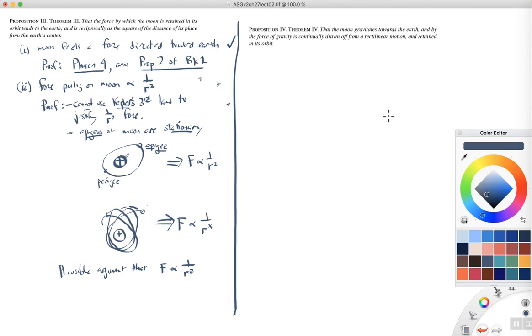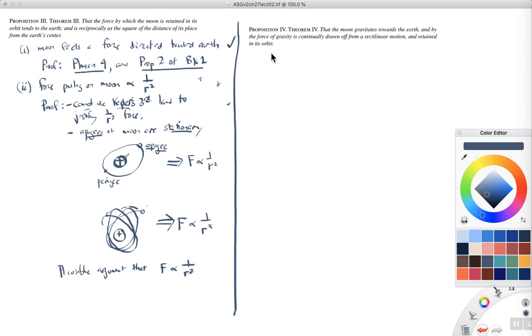And this is where the story of Newton comparing the orbit of the moon to an apple falling on his head isn't so far from the truth. Okay, so here we are, proposition 4, theorem 4, that the moon gravitates toward the Earth and by the force of gravity is continually drawn off from a rectilinear motion and retained in its orbit. Okay, so the moon goes toward the Earth and is maintained in its orbit by that force.